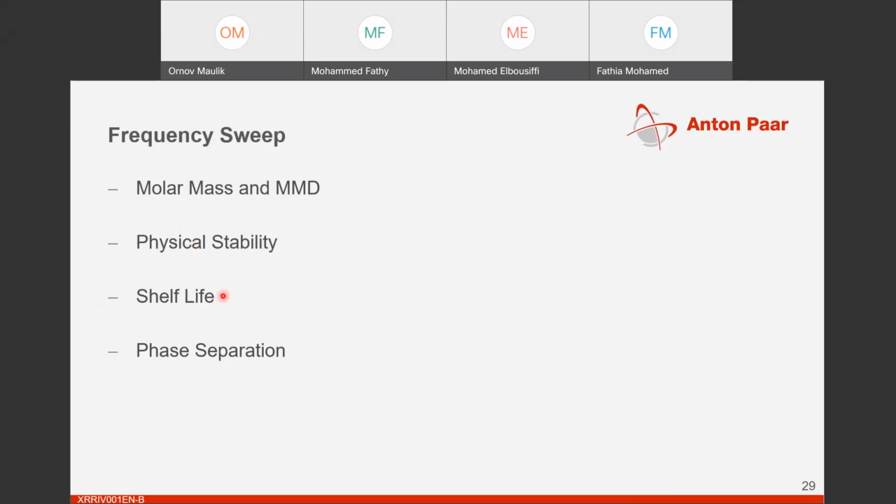Then it can also give you an idea about shelf life. It cannot quantify shelf life, but it can give you an idea about the shelf life of the material, and also it will tell you about phase separation. So it will tell you whether some sort of phase separation has happened in your material or in your sample, or is going to happen in the near future. So you can predict that phase separation phenomenon also using a frequency sweep.